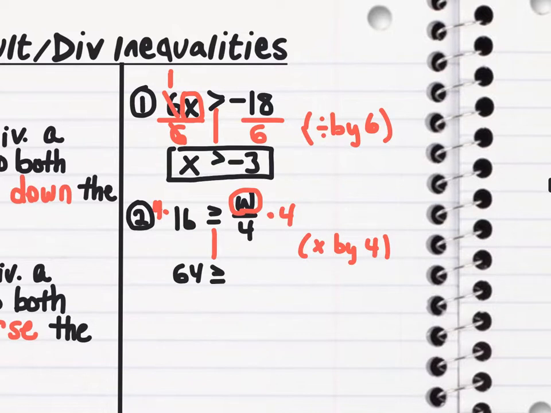And on the other side, the times 4 and then divided by 4, those are going to cancel out. It's like cross-canceling. You have just 4 and 4, leaving you with just a W. So now we've solved. 64 is greater than or equal to W. Okay?